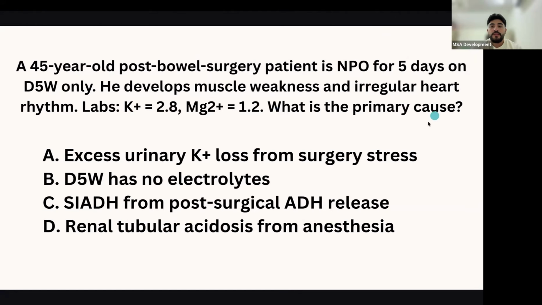Okay. This one is a 45-year-old post-bowel surgery patient, NPO for 5 days on dextrose only. He developed muscle weakness, irregular heart rhythm. His potassium is low. His magnesium, I think, is also considered low. What is the primary cause? Is it excess urinary potassium loss from surgery? Is it because the dextrose has no electrolytes? Is it because he developed SIADH from post-surgical ADH release, or he suffered a renal tubular acidosis from anesthesia? What do you think?